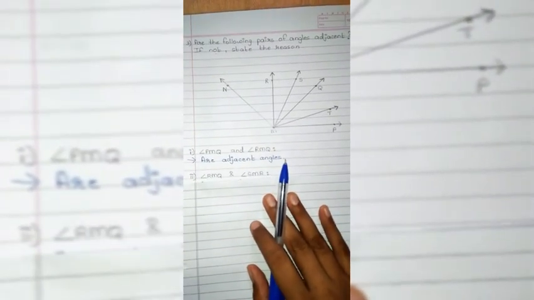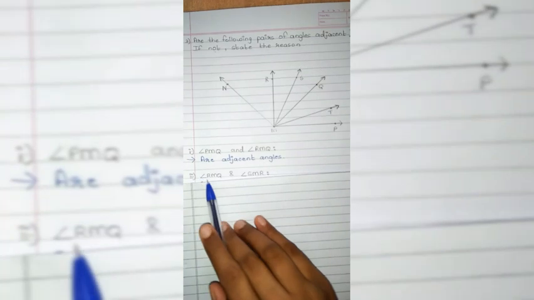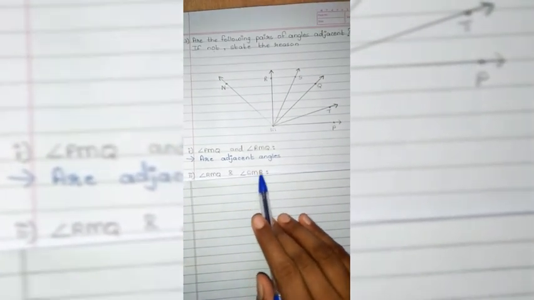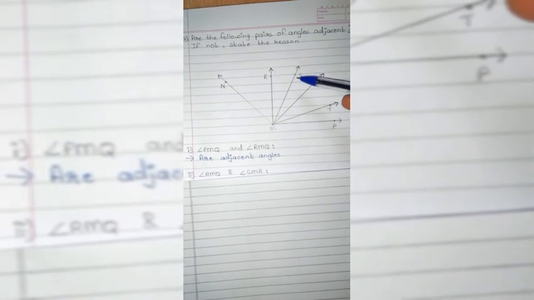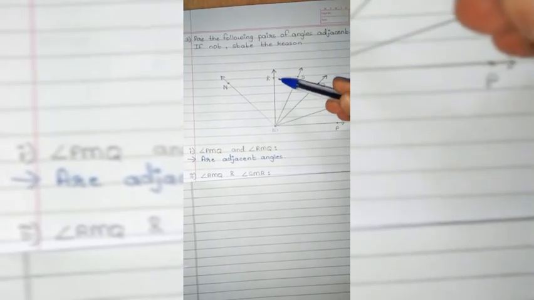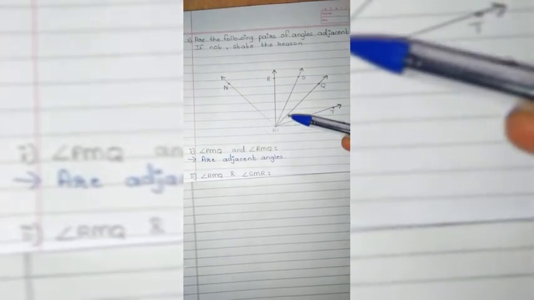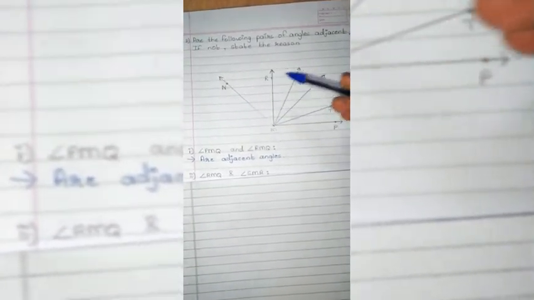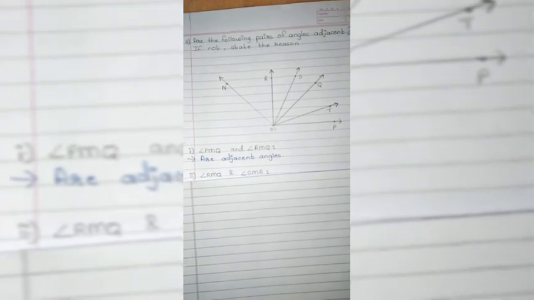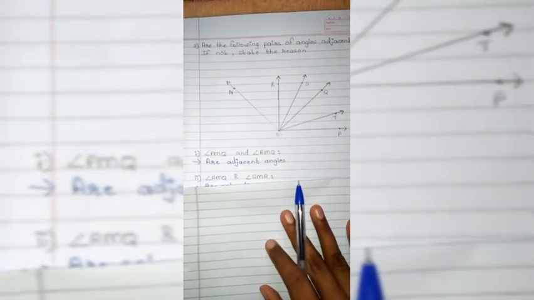Now next, angle RMQ and angle SMR. These two angles have a common vertex M, common arm MR, but they don't have separate interiors. So these two angles are not adjacent angles.